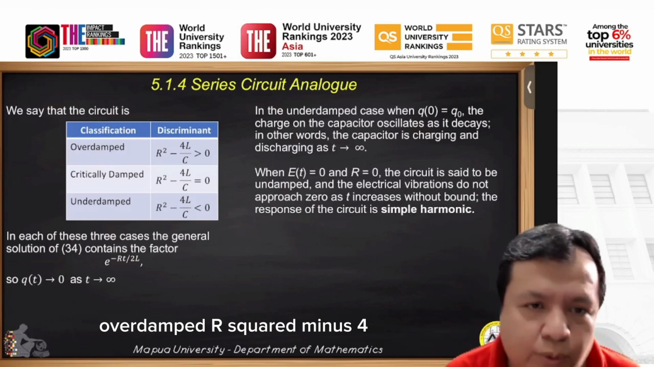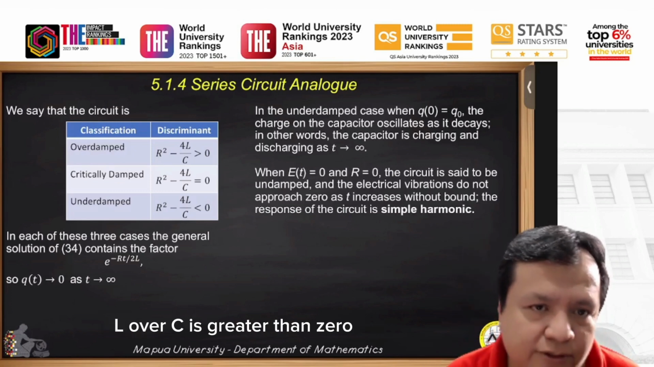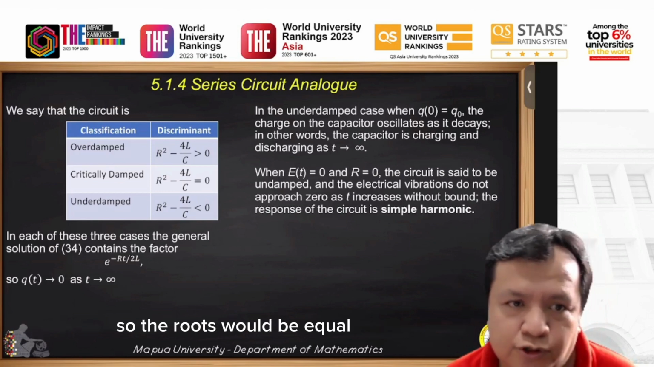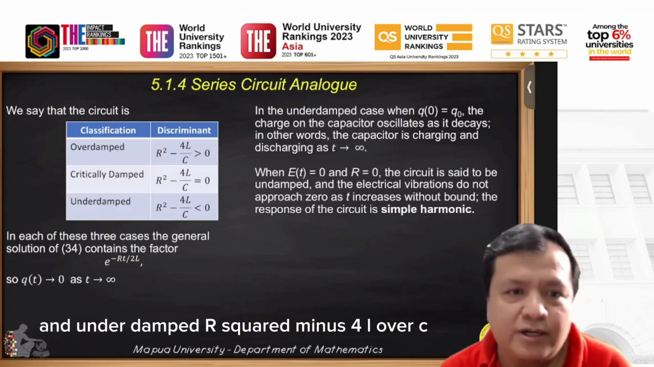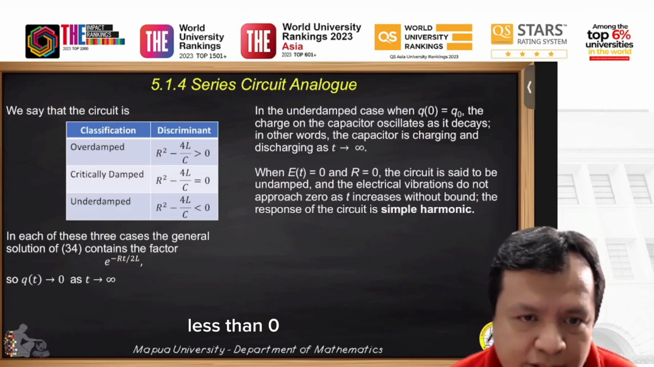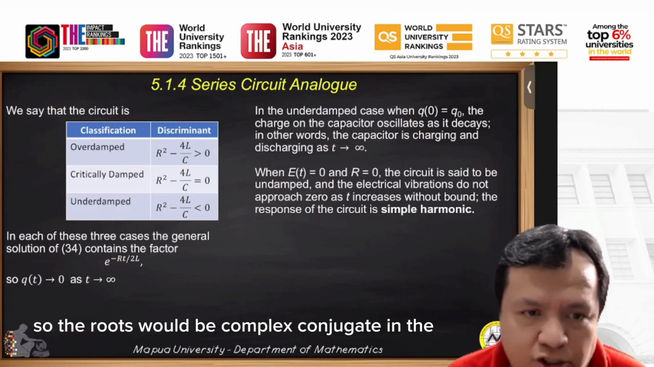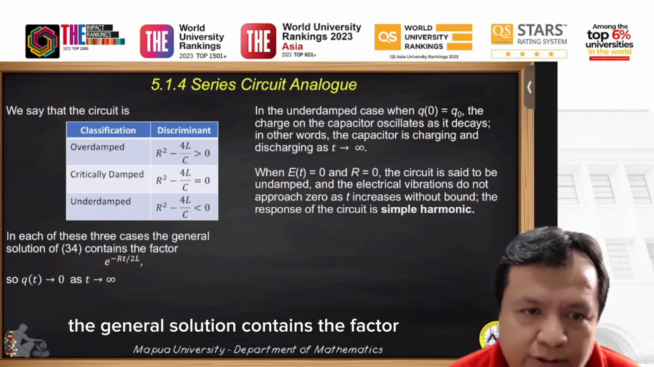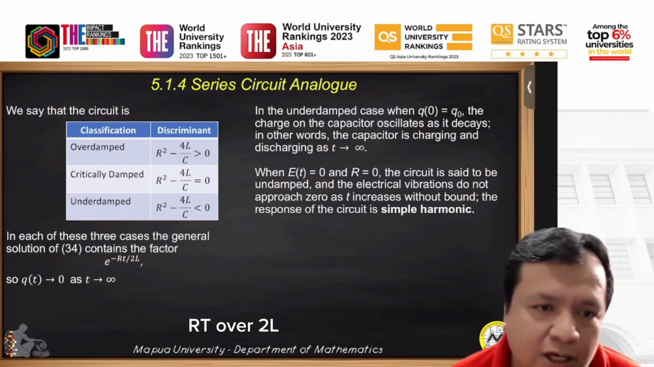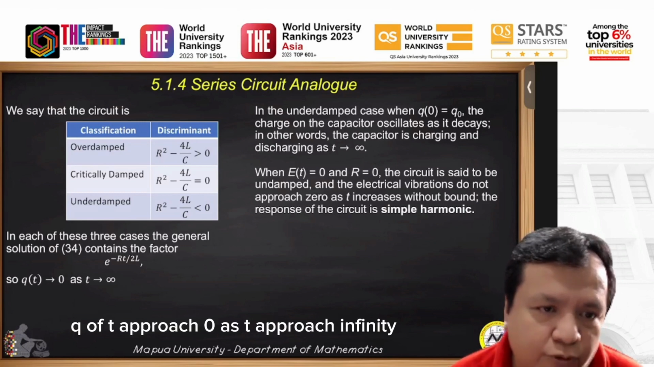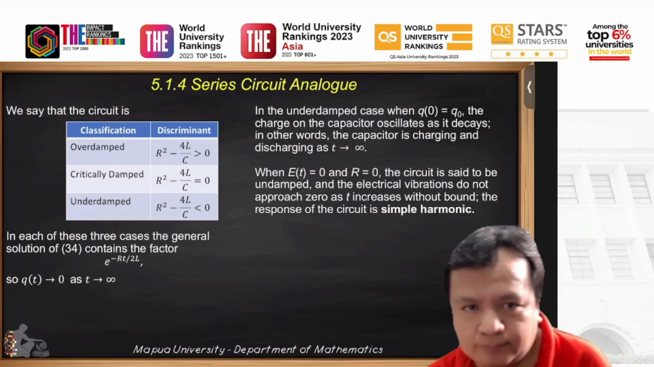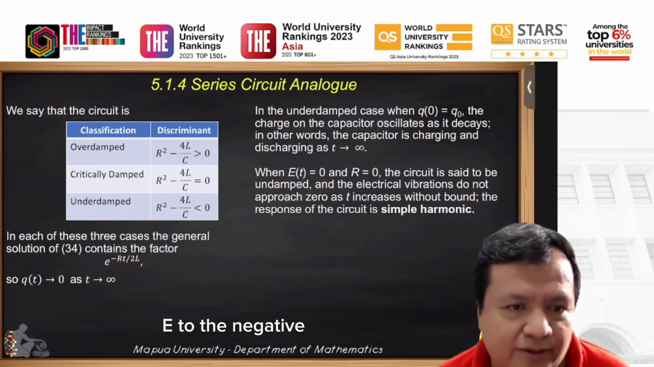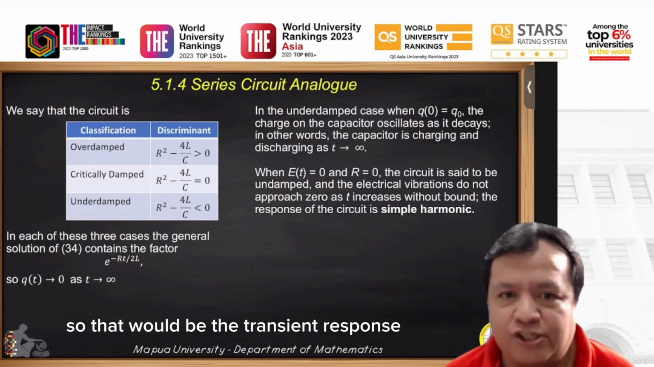Overdamped: R squared minus 4L over C is greater than 0. Critically damped: R squared minus 4L over C equal to 0, so the roots would be equal. Underdamped: R squared minus 4L over C less than 0, so the roots would be complex conjugates. In each of these three cases, the general solution contains the factor e to the negative Rt over 2L. Q of t approaches 0 as t approaches infinity. So it is a transient response, because of this e to the negative Rt over 2L.